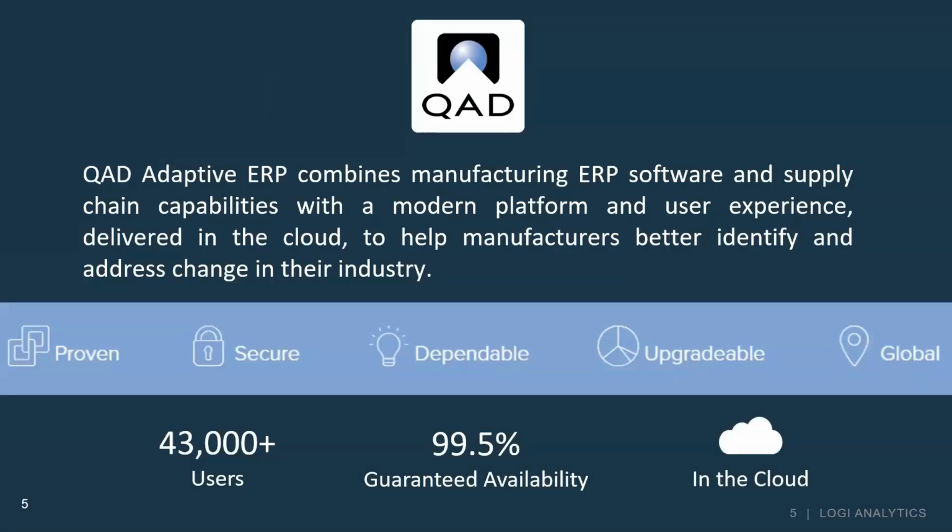Looking at some of the customers that have had success with Logi solutions, QAD is a company that you may be familiar with since Logi and Progress Software have worked together on this account in the past. QAD actually had a very ambitious goal. They set out to transform the ERP space and become more competitive in the manufacturing industry.